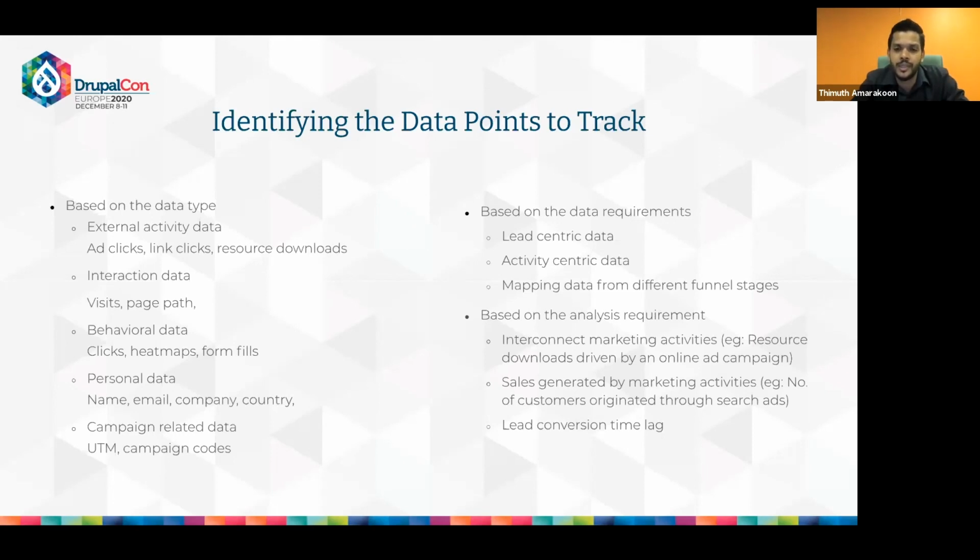And based on that, I can identify the data points I need to track, and then I can implement my trackers in Drupal. It can be about lead data. Like I want to capture all the lead-centric data, all the information and all the interactions. Or it can be about the activities. I may have event registrations, product downloads.